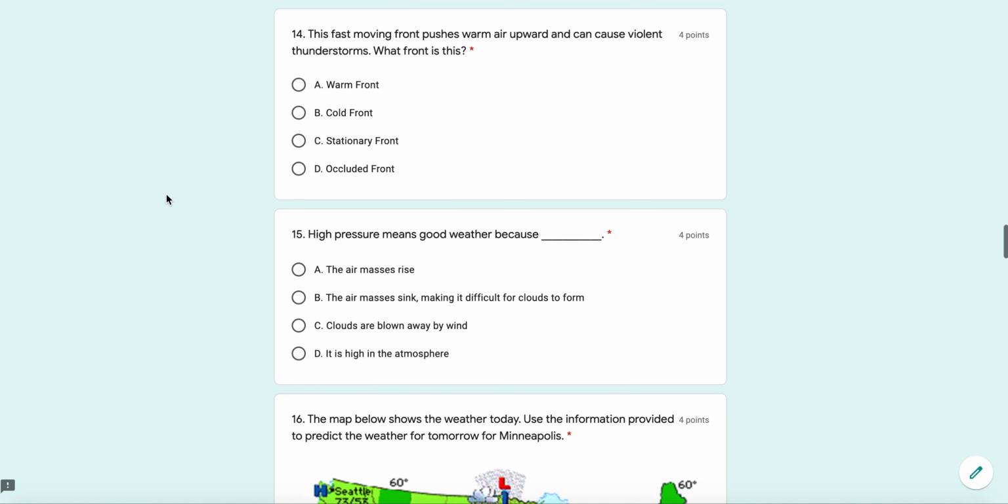Number 14, this fast-moving front pushes warm air upward and causes violent thunderstorms. What front is this? A, warm front. B, cold front, C, stationary front, D, occluded front.